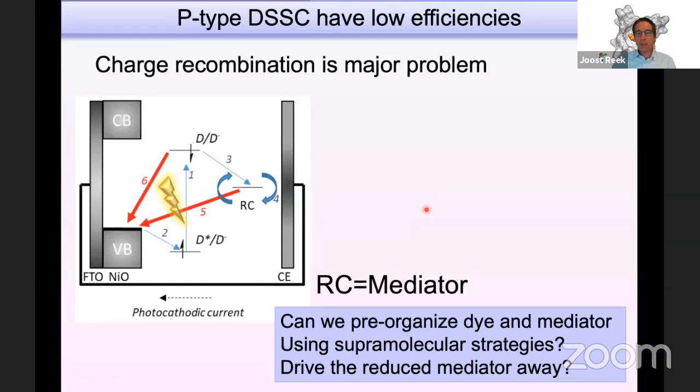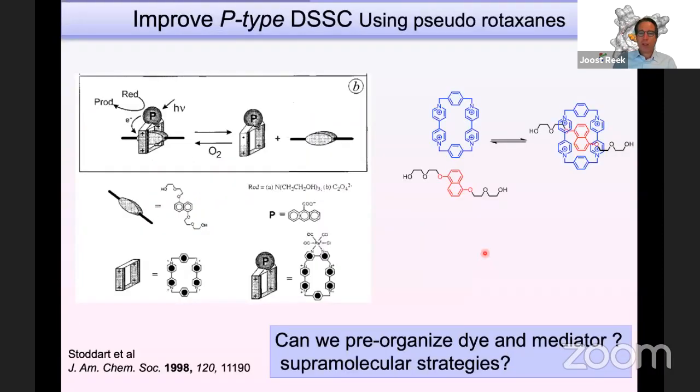So we thought maybe we can use supramolecular strategies to pre-organize the dye and the redox mediator, preventing to some extent this charge recombination, and as a result, the efficiency should be higher. So we looked into the literature and found this paper by Stoddart, where he has this pseudorotaxane.